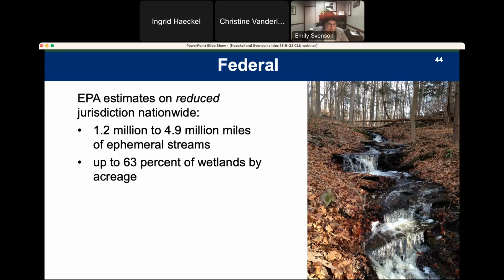The changes that I just mentioned to the federal regulations, EPA has estimated that those changes reduced jurisdiction nationwide by eliminating jurisdiction over 1 to 5 million miles of ephemeral streams and reducing jurisdiction of up to 63% of wetlands by acreage. So it's a pretty significant reduction in federal jurisdiction.